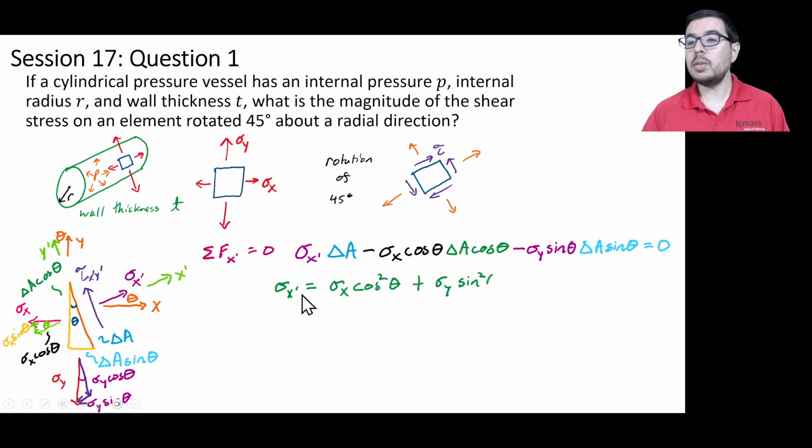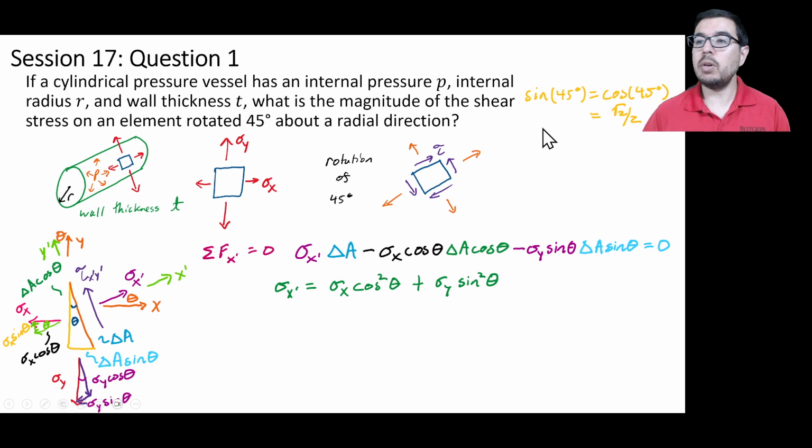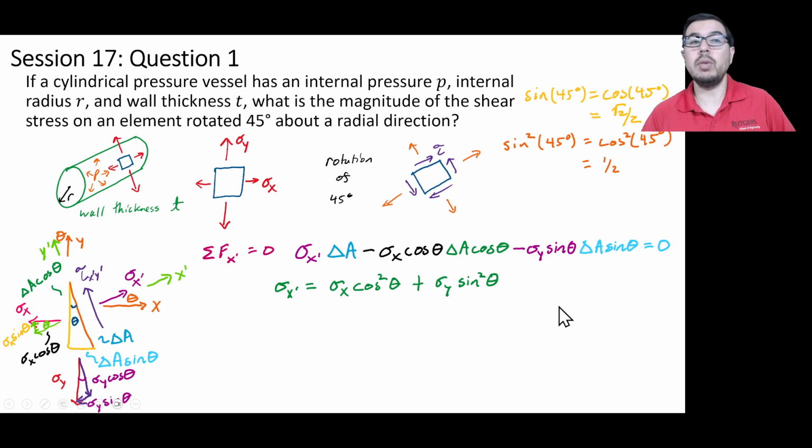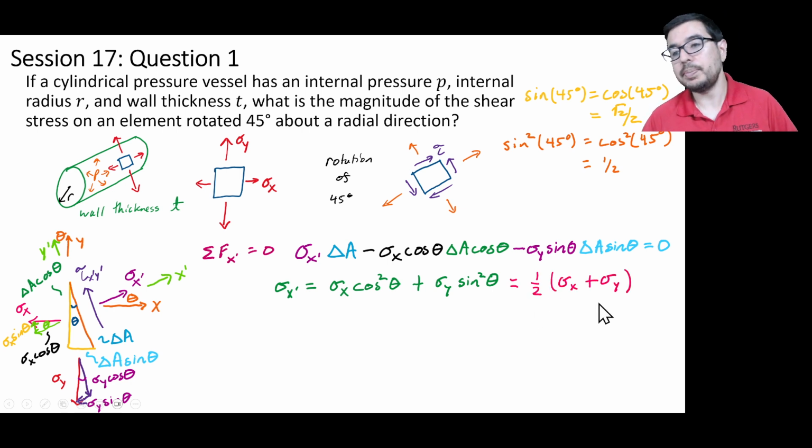So we get sigma x prime when we do the algebra. We're knocking out the delta A's. We get sigma x prime equals sigma x cosine squared theta plus sigma y sine squared theta. And maybe it's a good idea at this point to plug in what sine of 45 degrees is. Cosine of 45 degrees, of course, is the same. We have square root of 2 over 2. And since these are cosine squared and sine squared, we can say that those are going to be 1/2. So what do we get? We get 1/2 quantity sigma x plus sigma y.